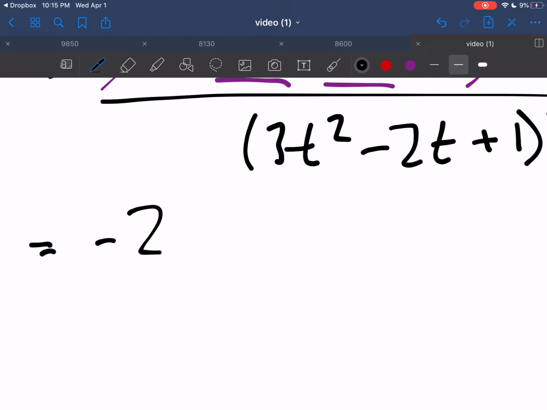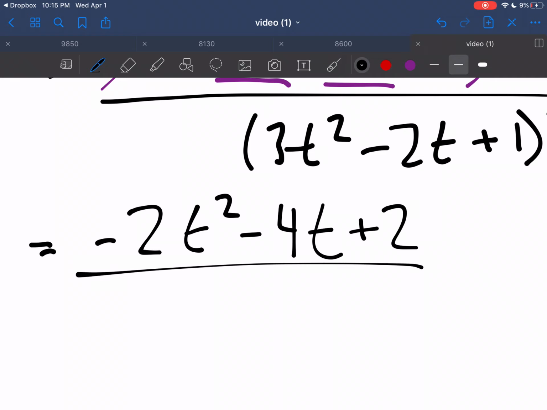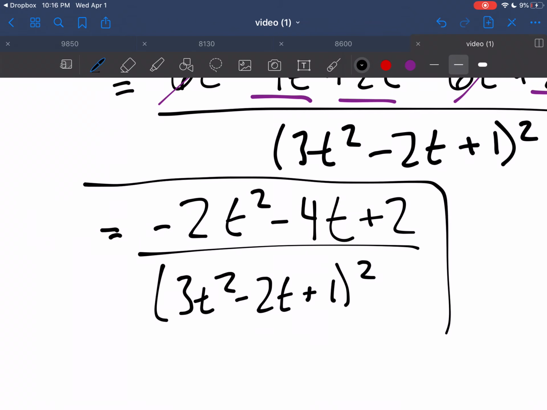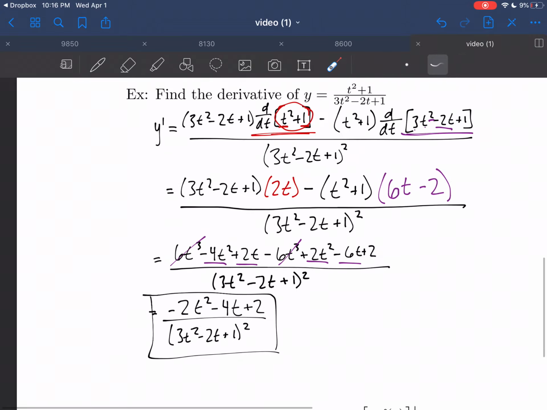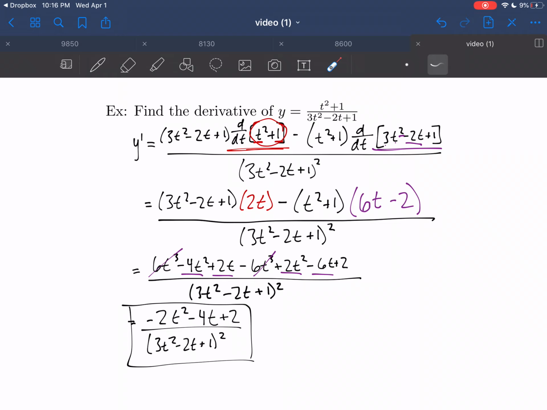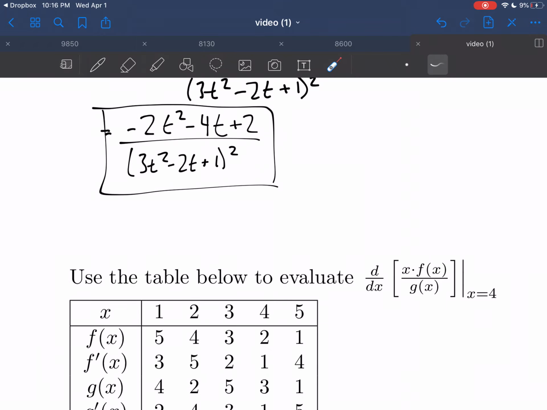Alright, we combine everything and we get it down to negative 2t squared minus 4t plus 2 divided by this 3t squared minus 2t plus 1 squared. Okay, and we can leave our answer like this. Alright, so again, that one's not bad. It's just making sure you apply the quotient rule. Okay. So apply the quotient rule, and then again, it's just step by step. Okay, take your derivatives, that combination of rules, simplify what you can. Okay, and then you're done.